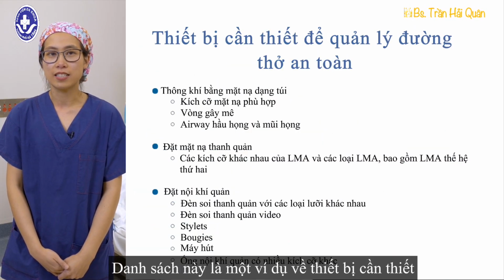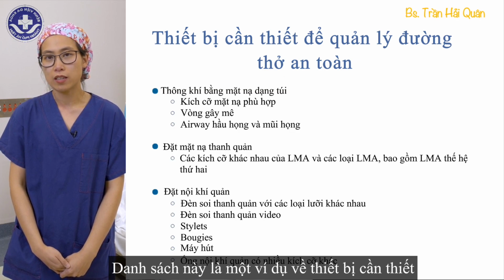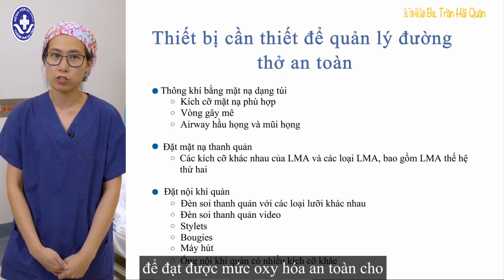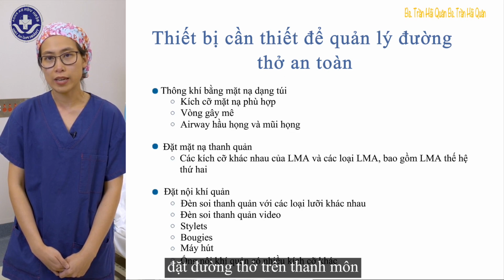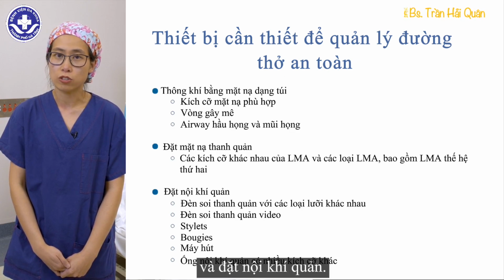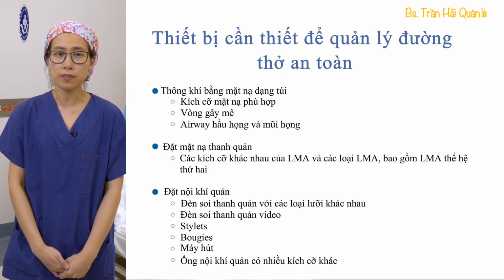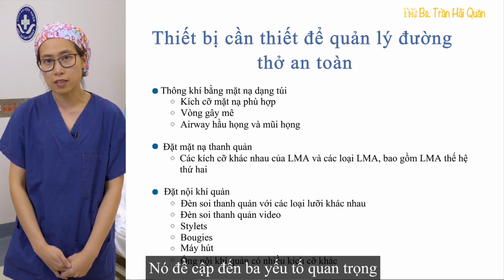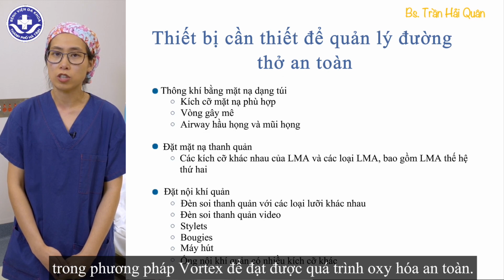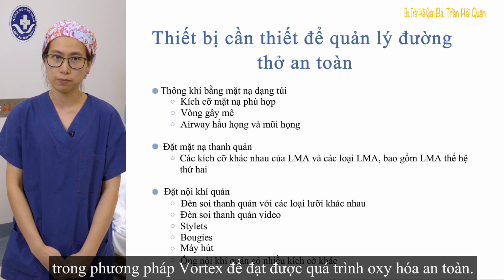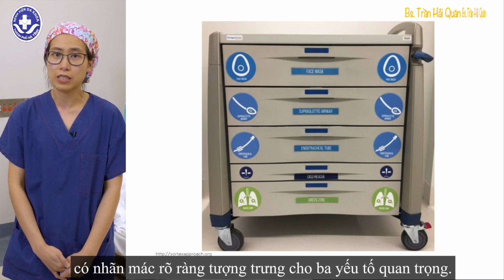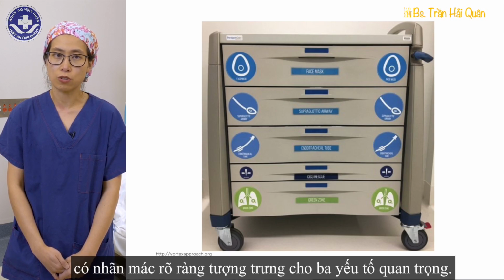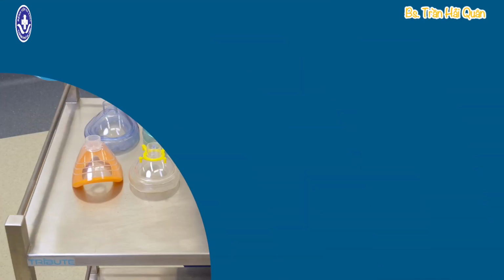This list is an example of the equipment required to achieve safe oxygenation for face mask ventilation, supraglottic airway insertion, and endotracheal intubation. It covers the three lifelines in the Vortex approach to achieving safe oxygenation. It is possible to arrange this equipment in a trolley with clear labels to represent the three lifelines.